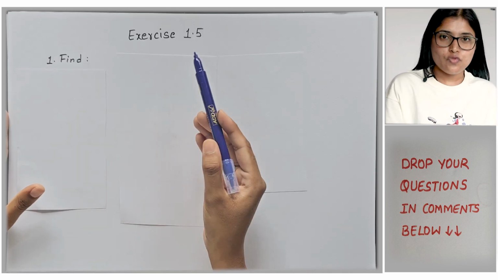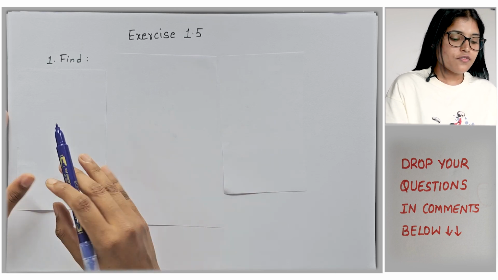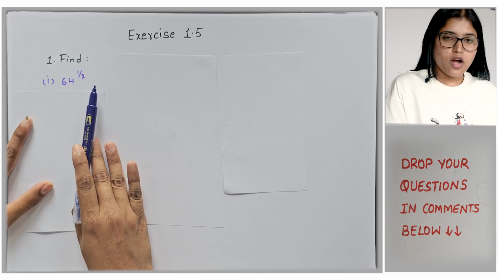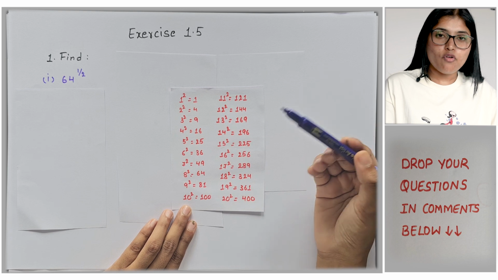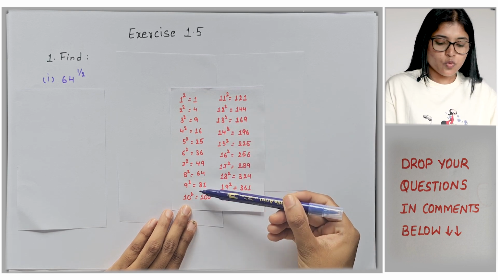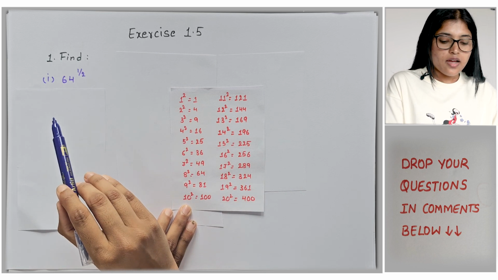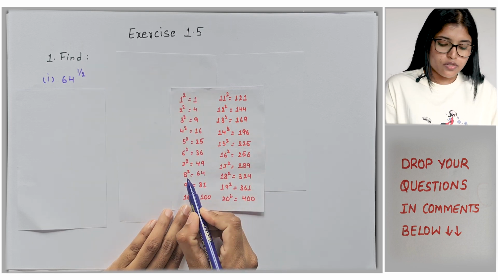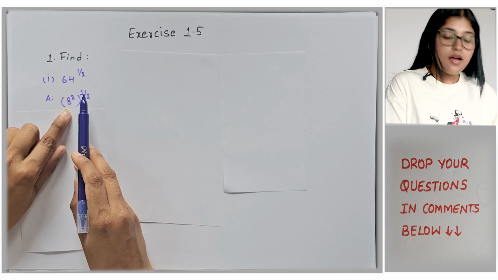Let us solve exercise 1.5 questions using the laws of exponents that we just learned. The first question asks us to find 64 power 1 by 2. How do we simplify this? In order to simplify questions like this, you can take the help of the list of perfect squares, perfect cubes and so on. Especially because I have a power 1 by 2 here, I'm looking at perfect squares. I can see 8 square is 64. I'm going to write this as 8 square power 1 by 2.